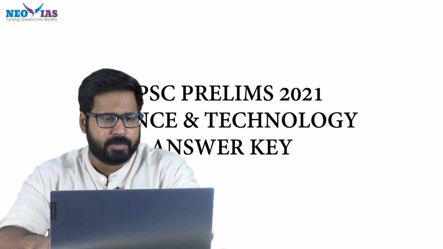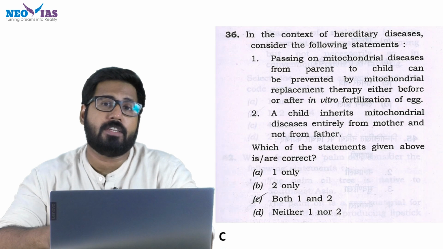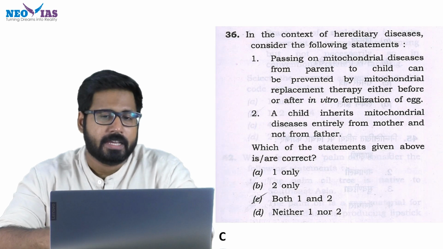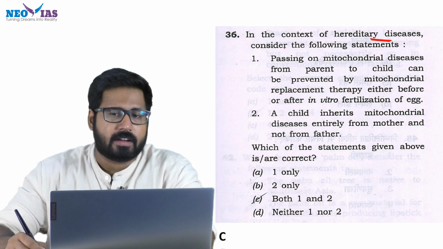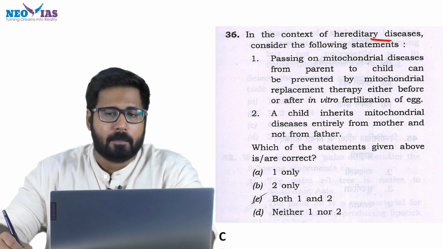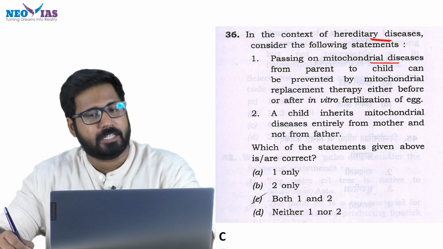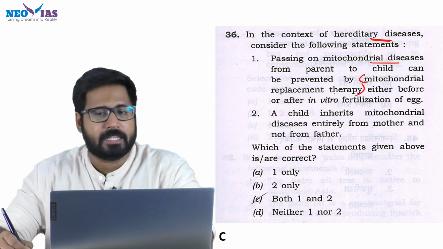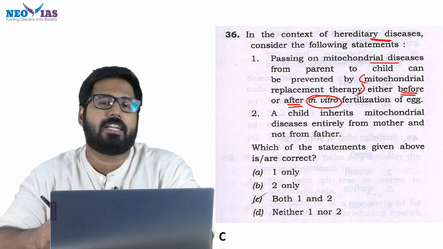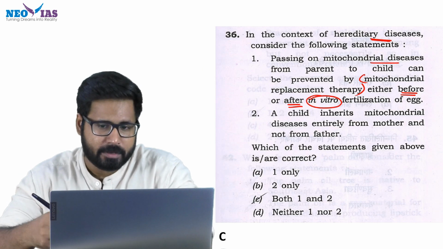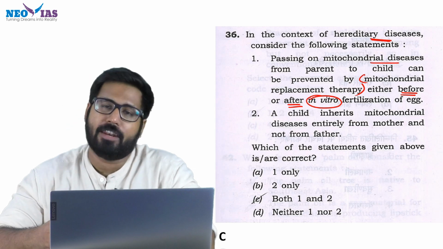So coming to the first question which we will see, we are discussing the set C of the UPSC paper, set C. Out of that, the 36th question we will take first. See, in the context of hereditary diseases, consider the following statements. Passing on mitochondrial disease from parent to child can be prevented by mitochondrial replacement therapy, either before or after in vitro fertilization of the egg. This is the first statement. Coming to the second statement, a child inherits mitochondrial disease entirely from the mother and not from the father.